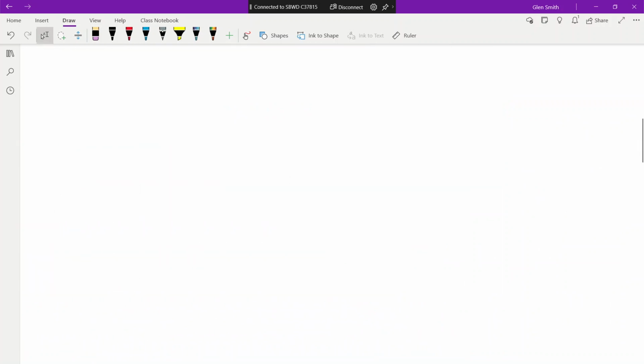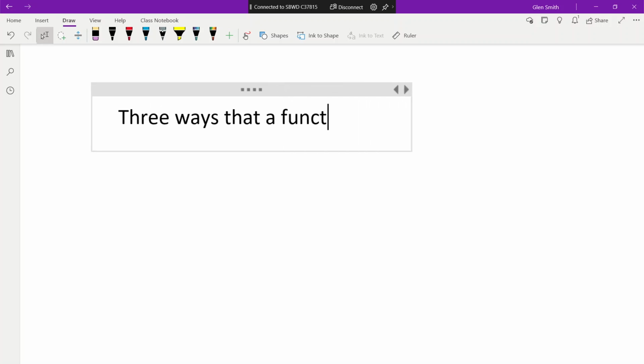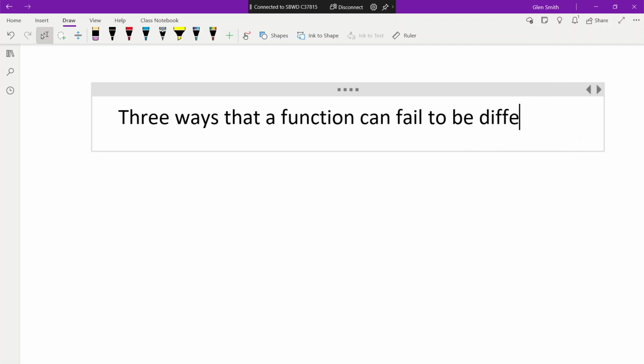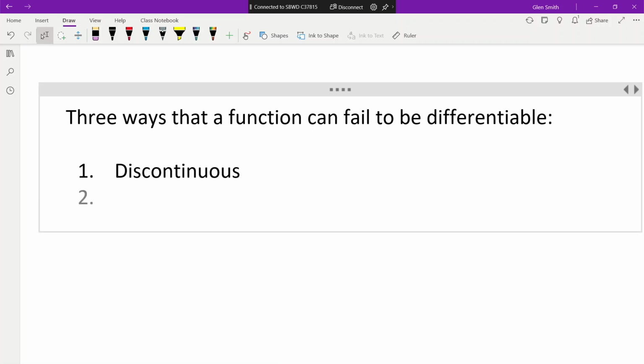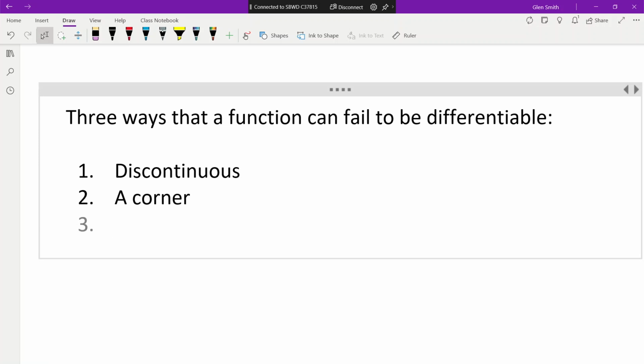So, let's recap. There are 3, let me type this out so it's not in my chicken scratch handwriting. Boom, what's one of them? It could be discontinuous. Yes. What's another one? A corner could happen. Oh no. And the third? A vertical tangent. Okay?